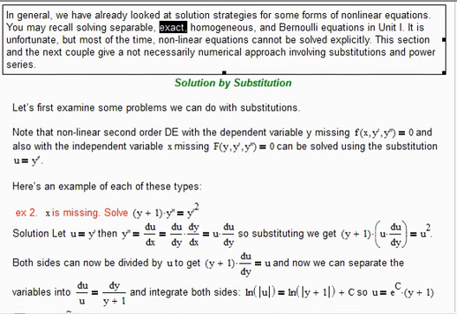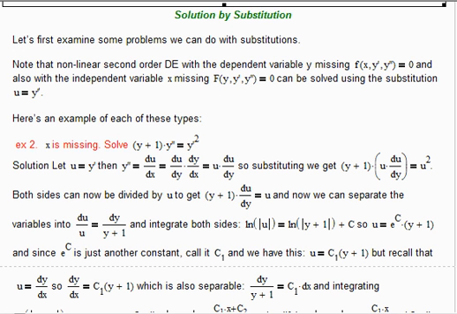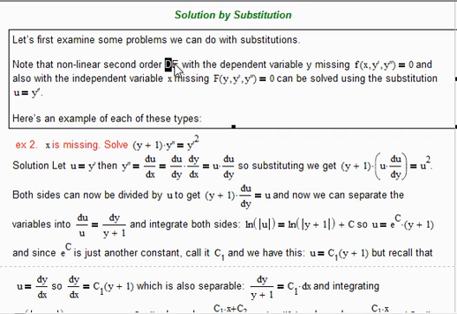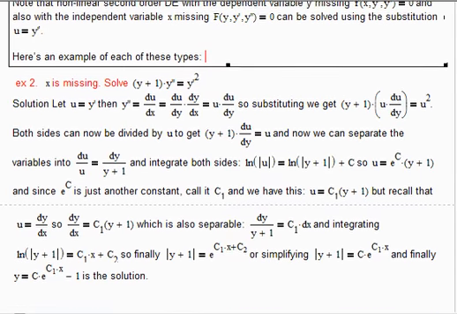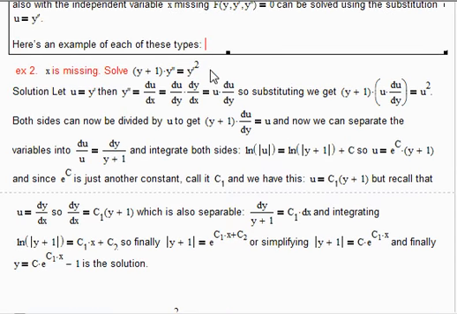So let's look at this. Let's look at solution by substitution, or the types of equations we can solve this way. Nonlinear second order differential equations with the dependent variable y missing, as well as with the independent variable x missing, can be solved using the substitution u equal y prime. So here's an example of each of these two types. Here's one with x missing. We'll do one with y missing in the next video.